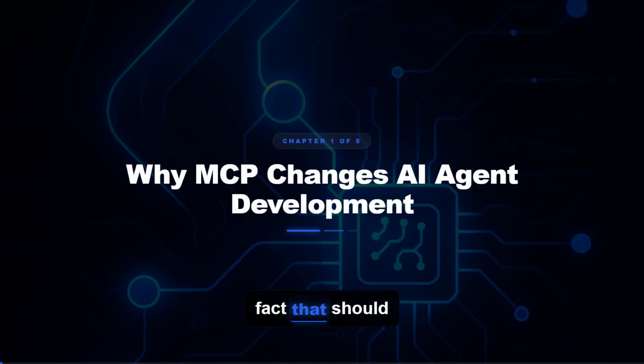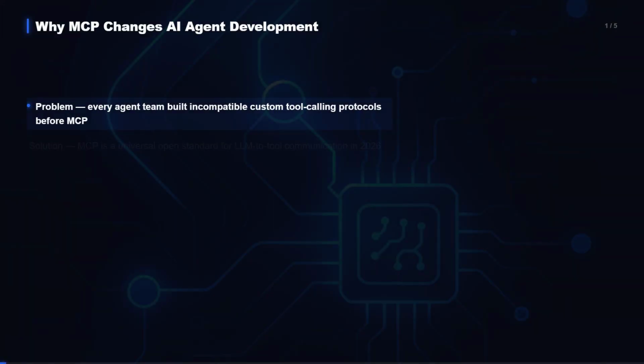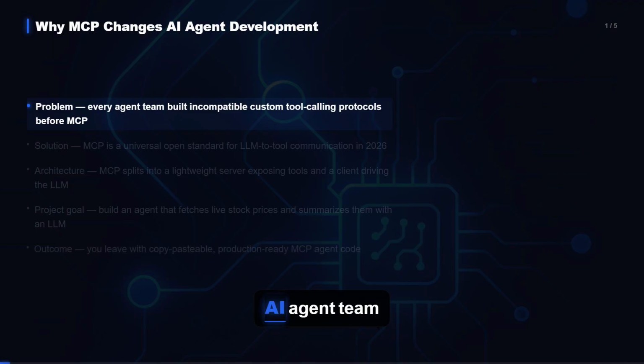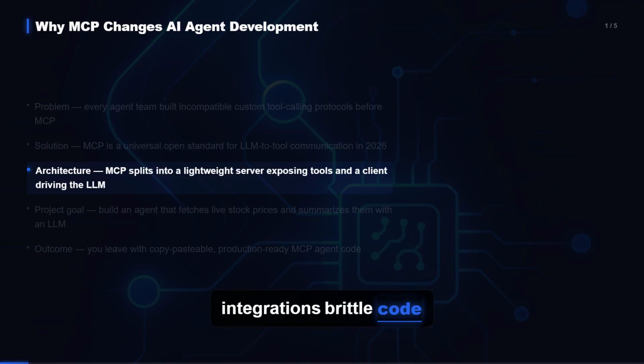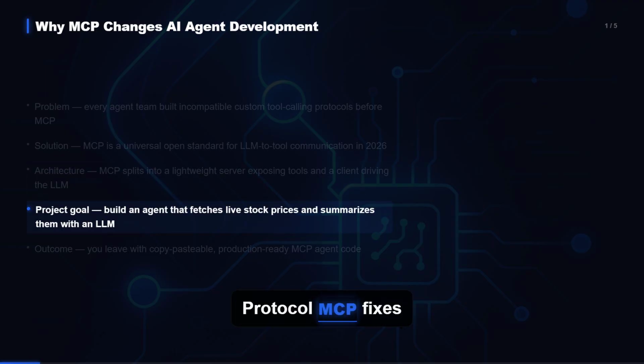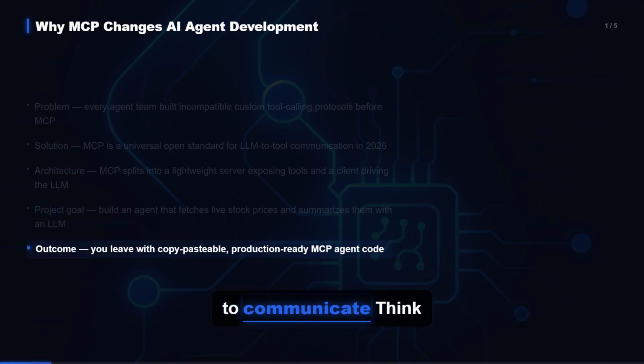Here is a fact that should blow your mind. Before MCP, every AI agent team had to invent their own custom protocol just to let an LLM call an external tool. That meant hundreds of incompatible integrations, brittle code, and months of wasted engineering time. The Model Context Protocol, MCP, fixes this by giving every AI agent and every tool a shared language to communicate.